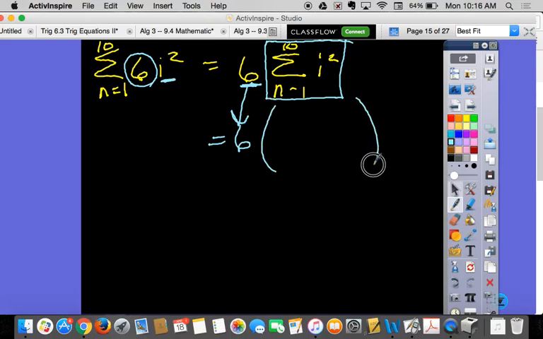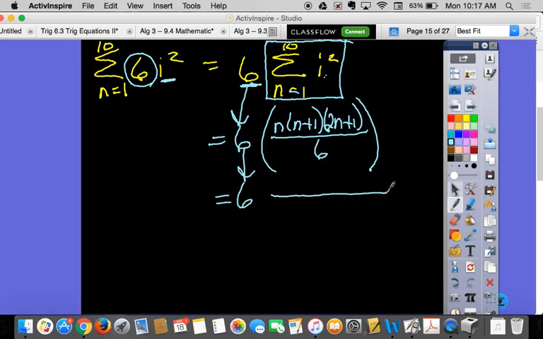Now, let's do the formula that you need with I squared. Well, I squared is n times n plus 1, and then 2n plus 1, all over 6. We'll just keep this 6 out front. Now, your n was 10. So come in here, and everywhere you see an n, put 10. Well, 10 plus 1 is 11. 2 times 10 is 20, plus 1 is 21. Now, quite honestly, this 6 and this 6 cancel each other, so I've got 10 times 11 times 21, which is 2310.